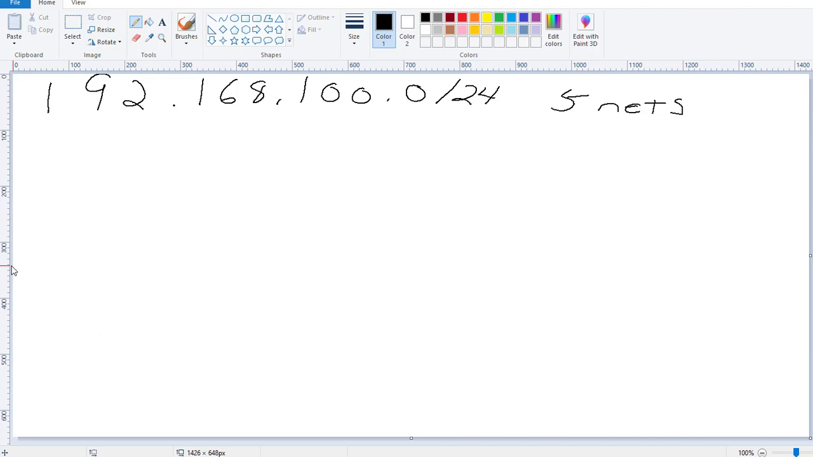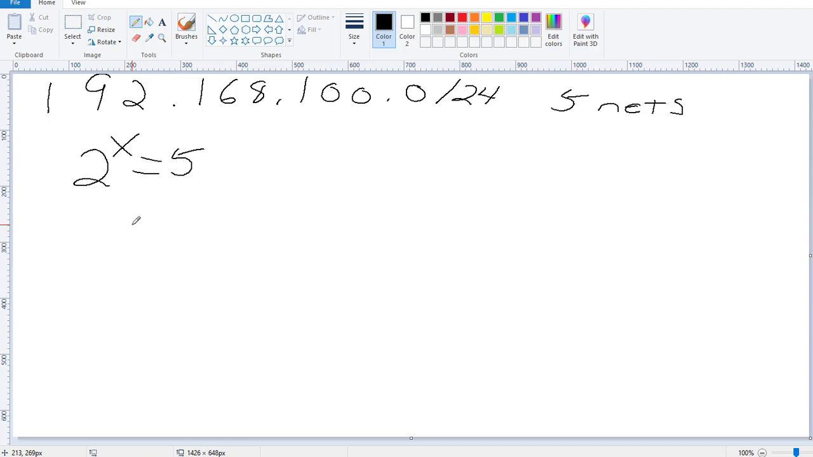They give you networks, so we know right away that we have to figure out the formula for networks. So we're going to do 2 to the x equals 5. So how do we get to 5? Well, if we do 2 to the 1, we get 2. If we do 2 to the 2, we get 4. If we do 2 to the 3, we get 8. So we can't really get 5. We can get 4 or 8.